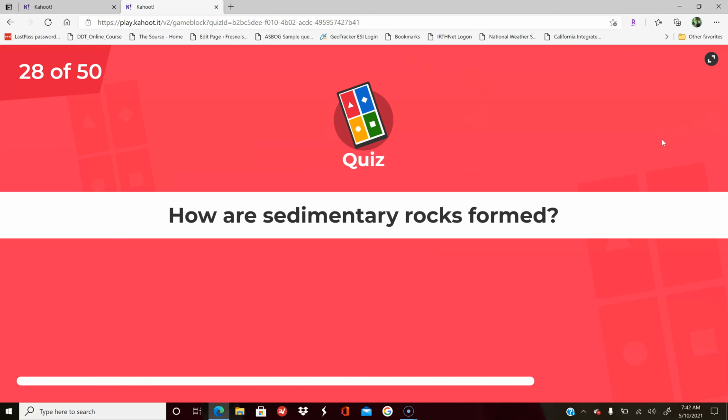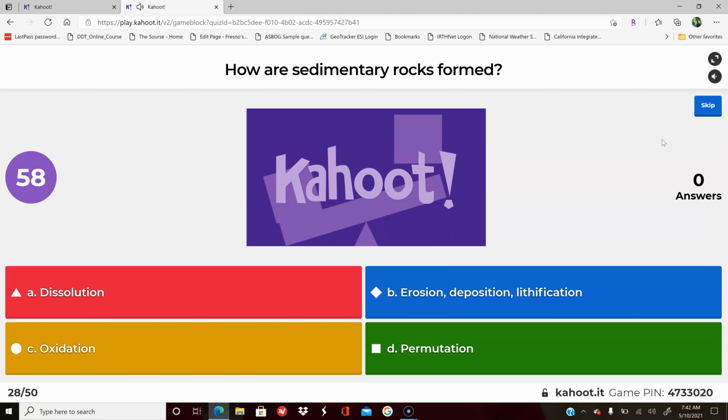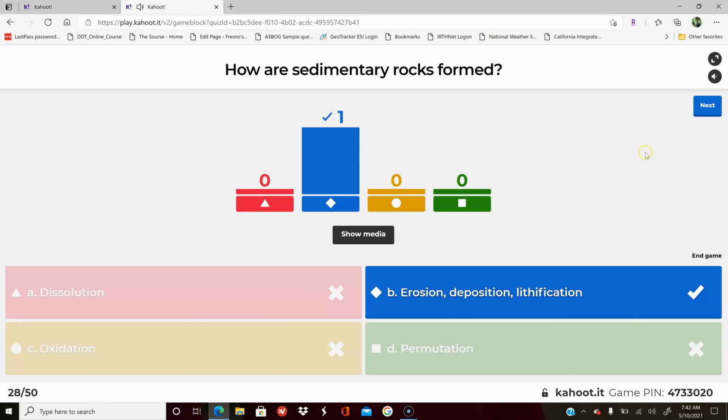How are sedimentary rocks formed? Dissolution, erosion, deposition, lithification, oxidation, or permutation. That would be erosion, deposition, and lithification. This is simplified. There are a couple of extra steps in there, but these are the base steps, right? There's transportation as well. And remember, lithification is the combination of compaction and cementation in the sedimentary rock making process.